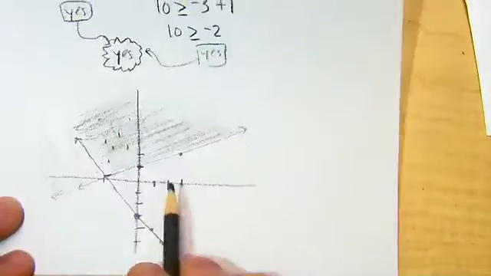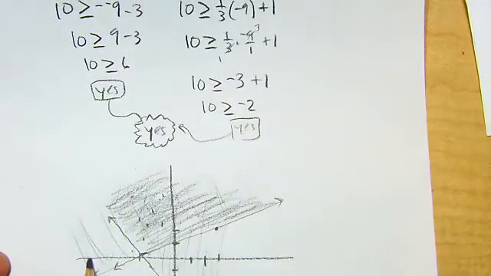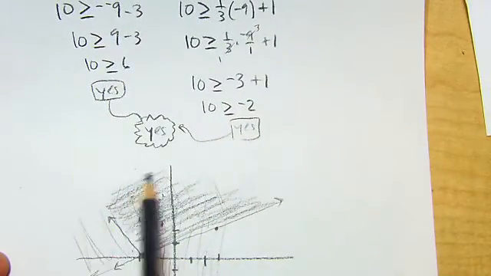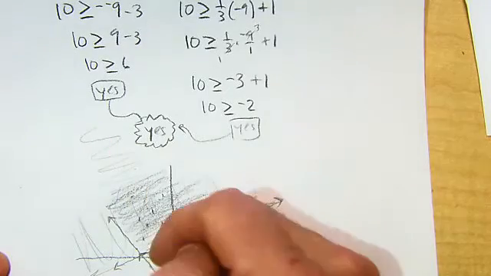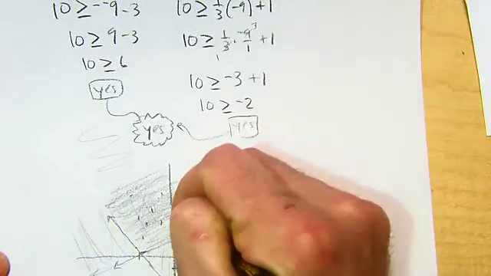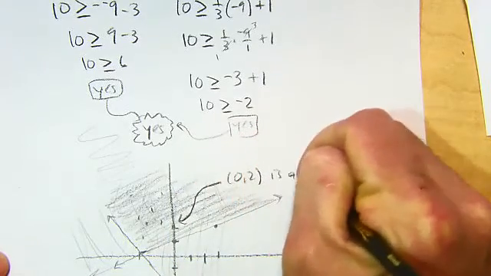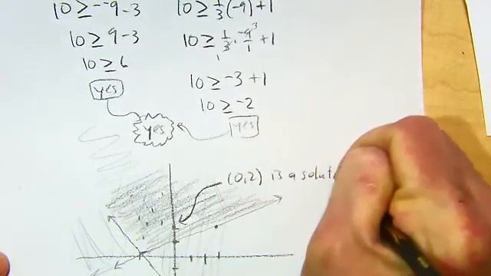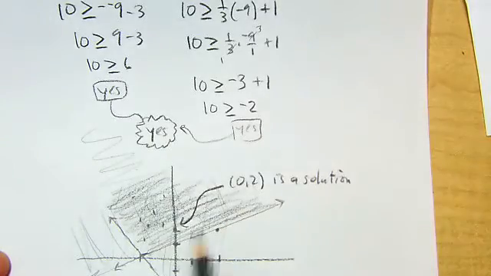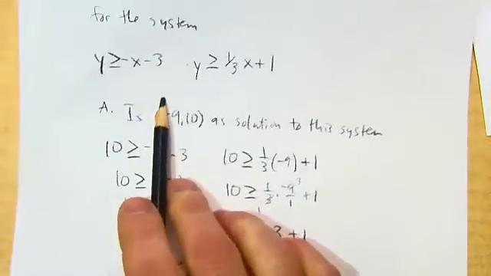So notice (-9, 10) would be up here. Well, it would be in this shaded area. Another solution would be (0, 2). So for example, (0, 2) is a solution. So there are infinite solutions. Any point in this shaded area will solve this out.